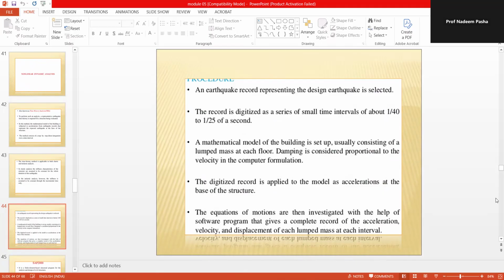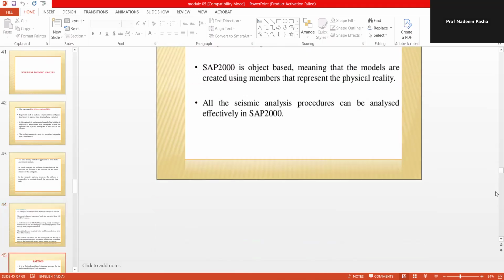The damping is considered proportional to the velocity in the computer formulation. The digitized record is applied to the model as acceleration at the base of the structure. The equations of motion are then investigated with the help of a software program that gives a complete record of the acceleration, velocity, and displacement of each lumped mass at each interval.